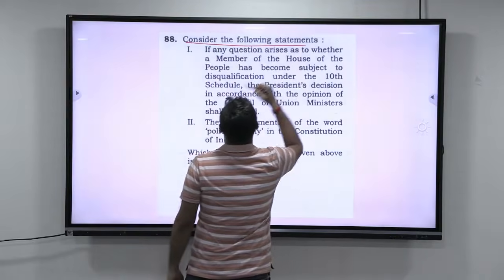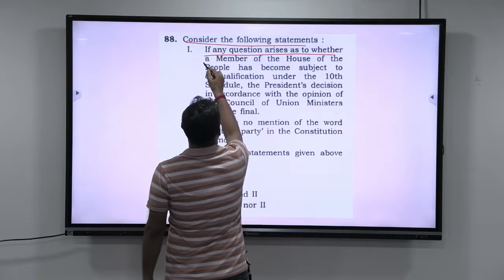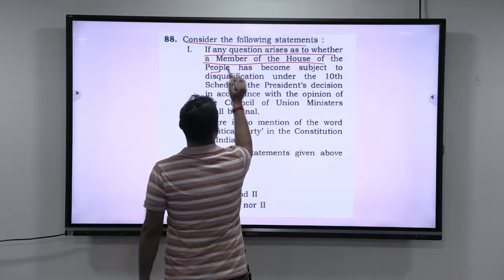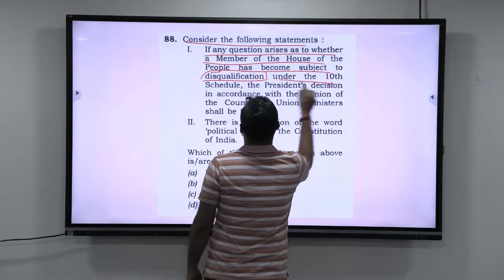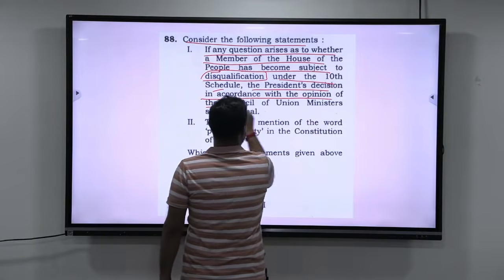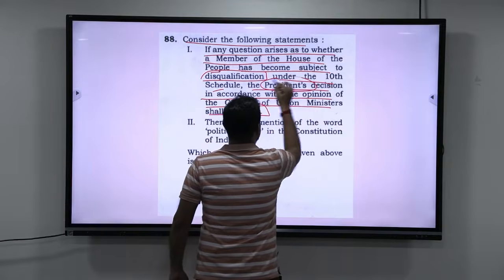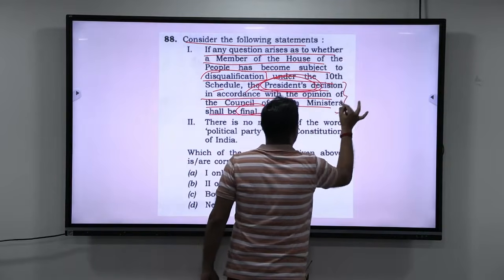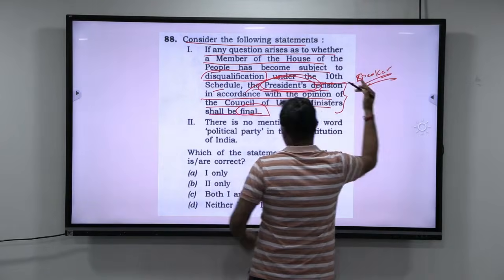Consider the following statements. The first statement reads, if any question arises as to whether a member of the House of the People, that is Lok Sabha, has become subject to disqualification under the 10th Schedule, the President's decision in accordance with the opinion of the Council of Union Ministers shall be final. The moment you read this, you understand that they have changed this. This entire thing is wrong. It is the Speaker's decision that is final. But let us go back.